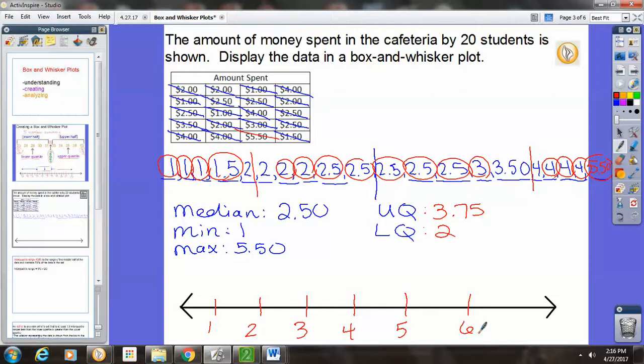And so on my number line, or right above my number line anyway, I'm going to plot those 5 points. We have our median, it says at 250. We have our minimum at 1. Our max at 550. Our upper quartile at 3.75. And our lower quartile at 2. Remember, our box is going to be formed around the middle 3 points.